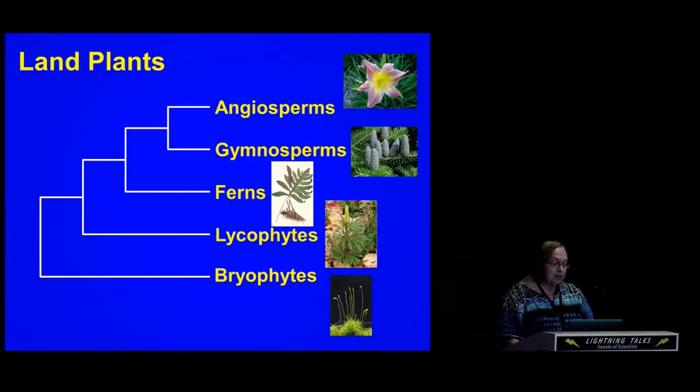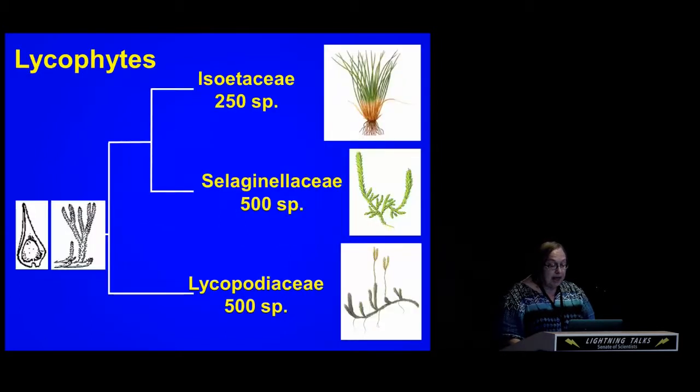So the question we're looking at is a question of sequencing for identification in the early land plant, the first vascular plant lineage, the Lycophytes. And of the Lycophytes, there are three families that are extant: the Isoetaceae, the Selaginellaceae, and the Lycopodiaceae.